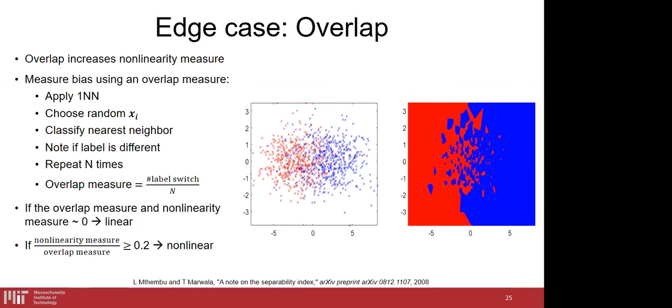In my overlap measure, this also increases my nonlinearity measure without there being any nonlinearity present in the data. So I look at the ratio, and then, by trial runs with different nonlinear and linear data sets in different shapes, I've played around with that. I've come up with this value of 0.2. So if it's greater than that, I would define it to be nonlinear. If it's smaller than that, I would define it to be linear.